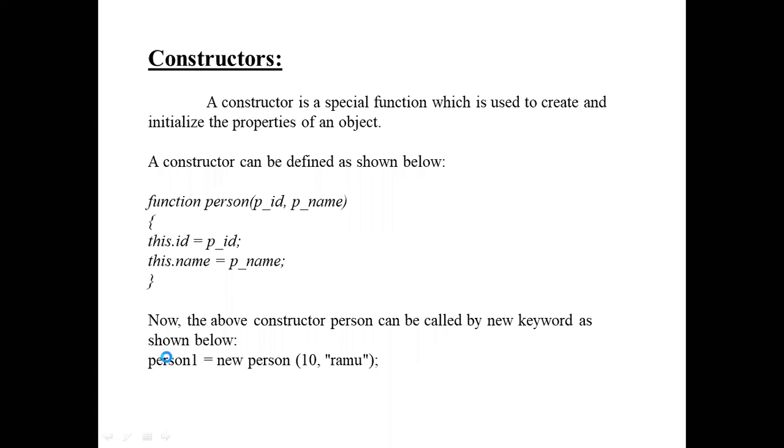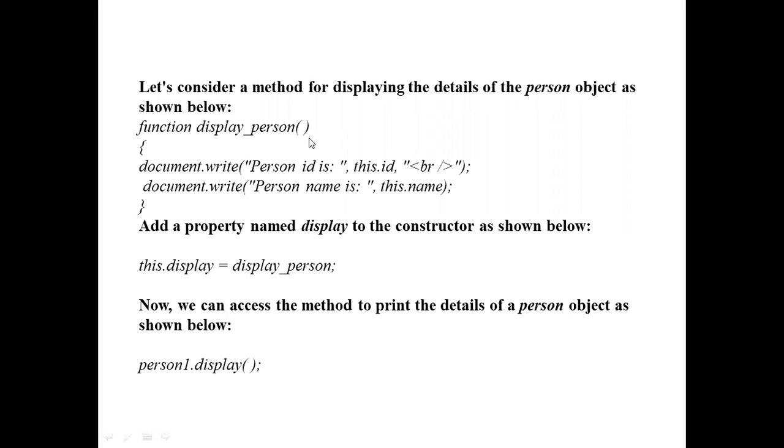So let us consider a method for displaying the details of a person object. Let us consider this one, display_person. This is one method for displaying the properties of the object, that is, the details of the person object. Person id is this.id, person name is this.name. So display_person is the example method for displaying the details of the person object.